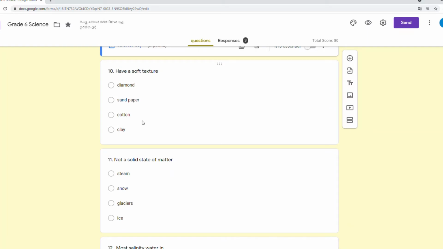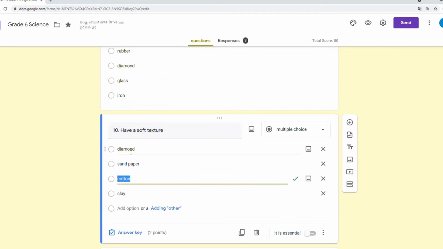Now get into number 10. Have a soft texture. What does texture mean? Once you touch the matter, what you feel on your skin or fingers, we call the texture. You feel that, right? Here, a soft feeling. That is the cotton. Then when you think about the diamond or the sandpaper, especially sandpaper, we know what that nature is. That is the rough nature. A rough surface is there. So the best answer out of the given list is the cotton.